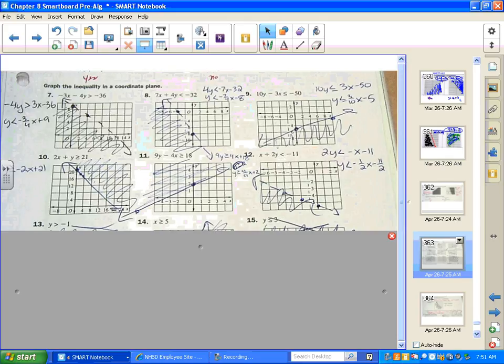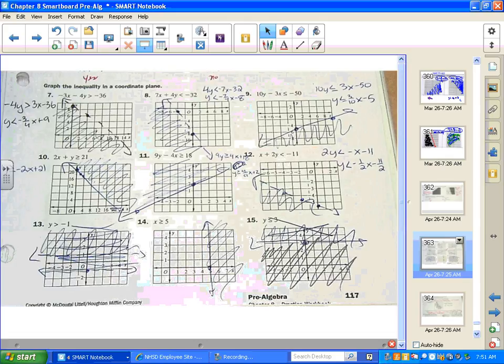Am I going too fast for anyone? Okay, making sure. Number 13 is what it is. Dashed line, color above. 14 is a solid line, color to the right. 15, I messed up on the top here, ignore that. 15 is a solid line, color below.